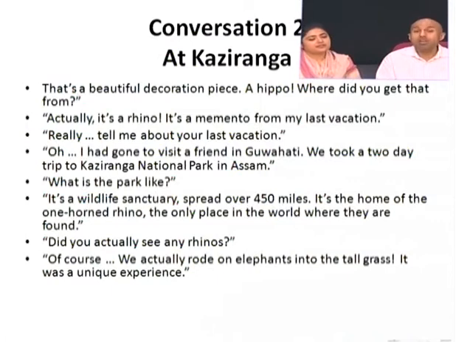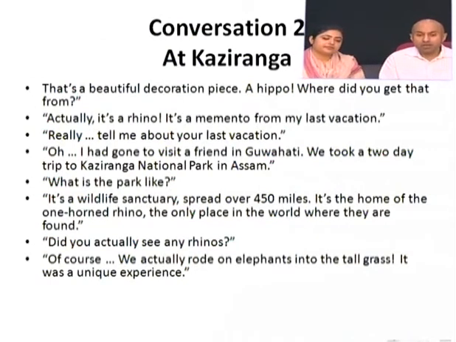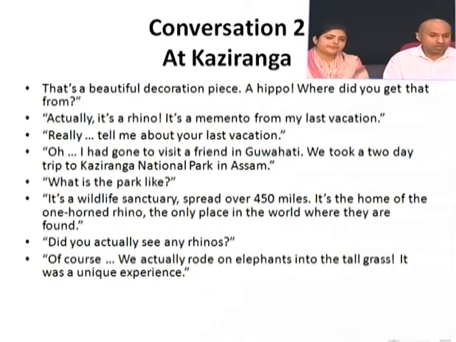Exactly. So she asked me, "What's the park like?" Yes, and I said it's a wildlife sanctuary spread over 450 miles. It's the home of the one-horned rhino, the only place in the world where they are found. Now that's something special about the Kaziranga National Park that I have mentioned here. And so she asked, "Did you actually see any rhinos?" Because it sometimes does happen that if you go to a place and you don't really see a rhino. Yes, so I said, of course, we actually rode on elephants into the tall grass. It was quite a unique experience.